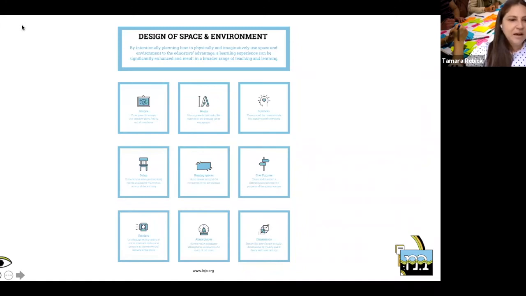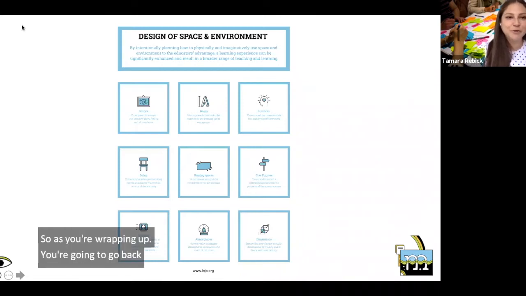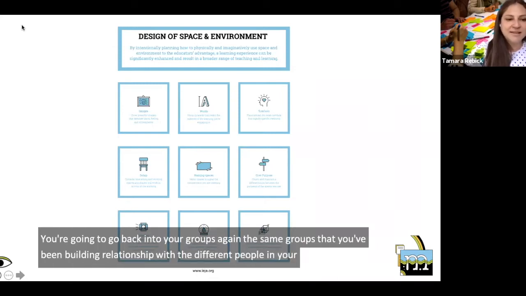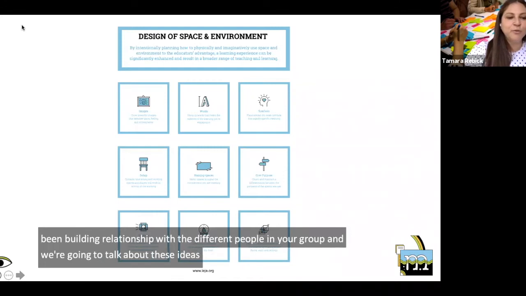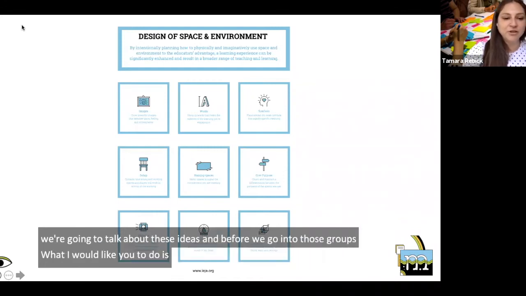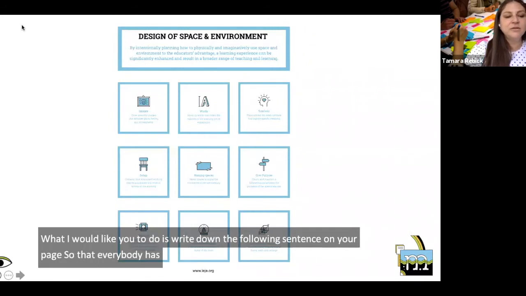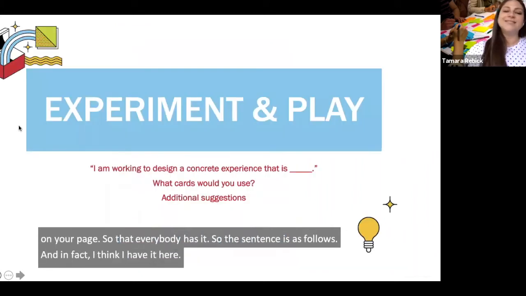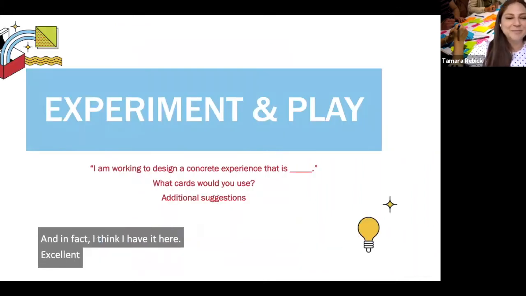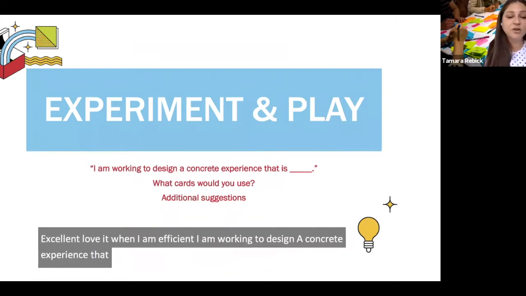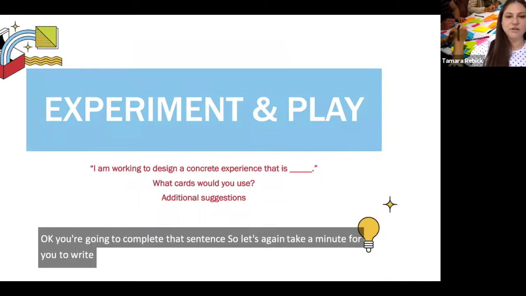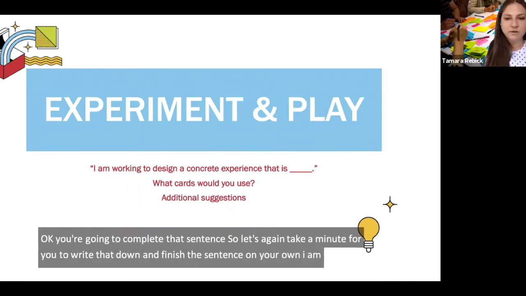So as you're wrapping up, you're going to go back into your groups again, the same groups that you've been building relationships with. And you're going to talk about these ideas. Before we go into those groups, what I would like you to do is write down the following sentence on your page so that everybody has it. And in fact, I think I have it here. Yes, excellent. So love it when I am efficient. I am working to design a concrete experience that is blank. And you're going to complete that sentence. So let's take a minute for you to write that down and finish the sentence on your own. I am working to design a concrete experience that is blank.